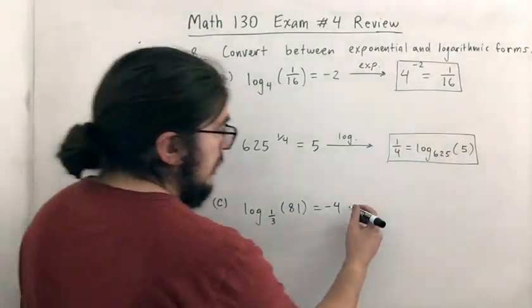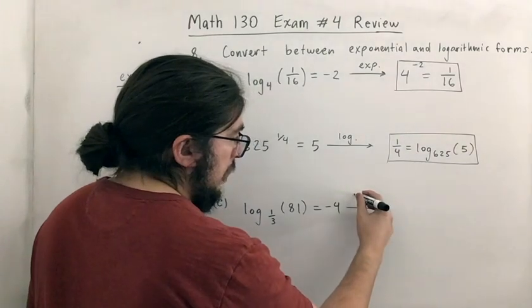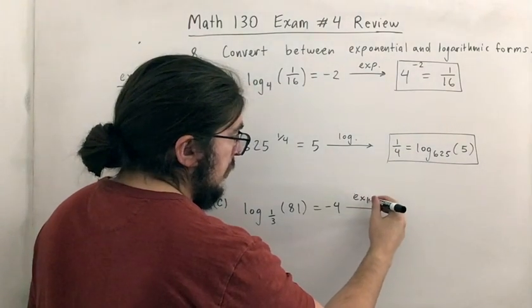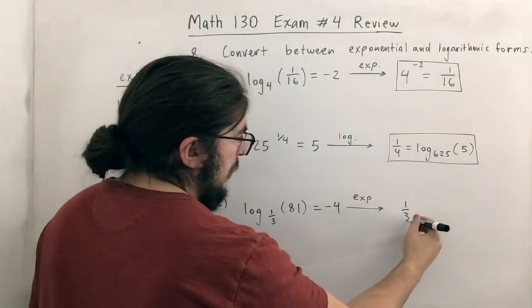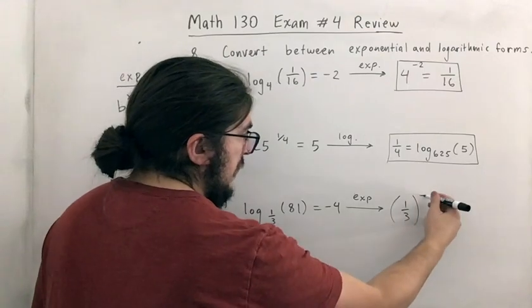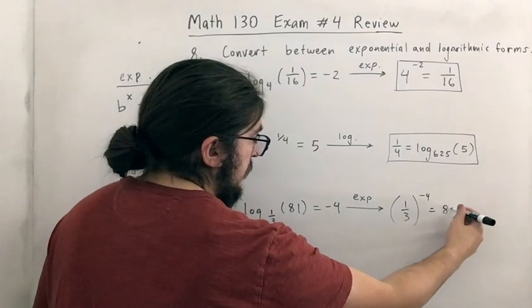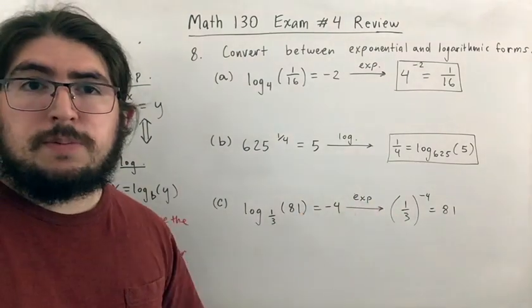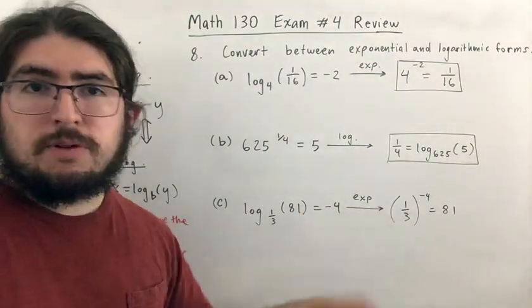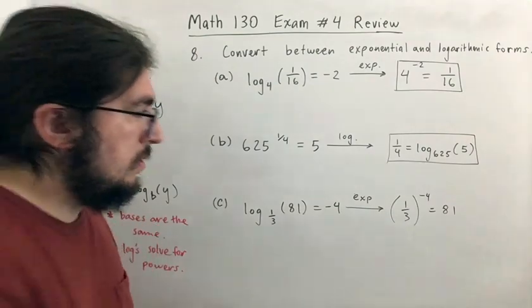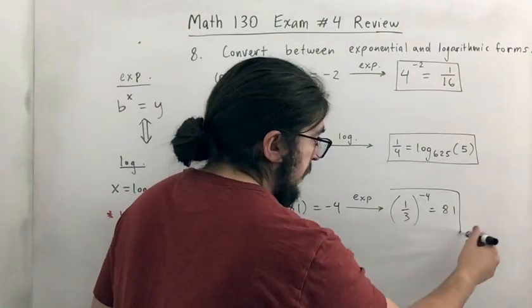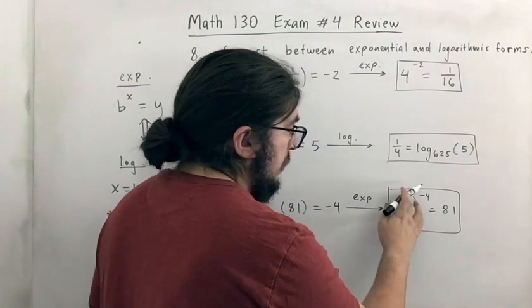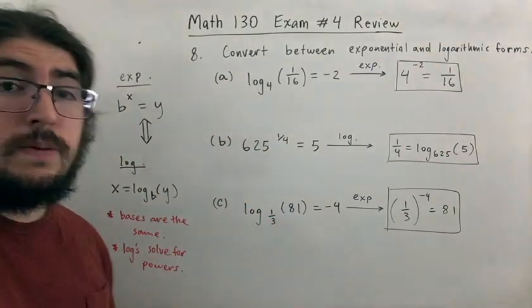And lastly, converting this logarithm to an exponential form, the base is 1/3. The power is the result of the logarithm, which is negative 4. And the other number is 81. Again, makes sense. 1/3 to a negative is the reciprocal of that, which is 3 to that. So 3 to the 4 is 81. So that's our answer here. Awesome. So now we can move on to number 9.